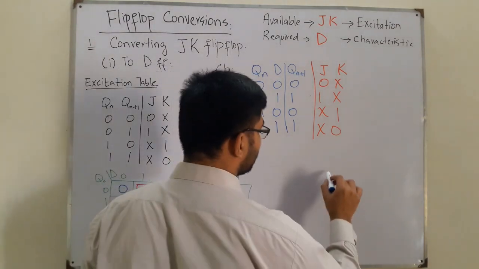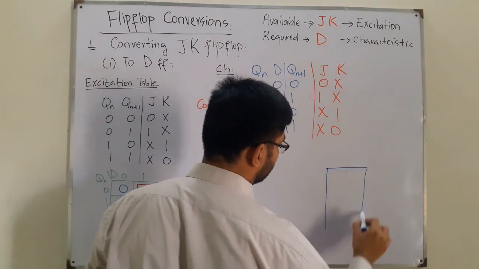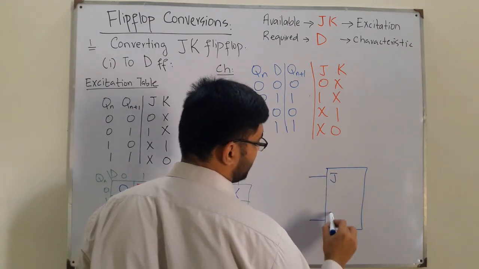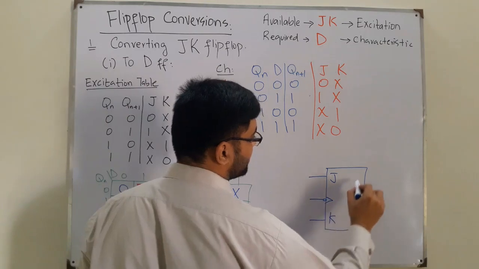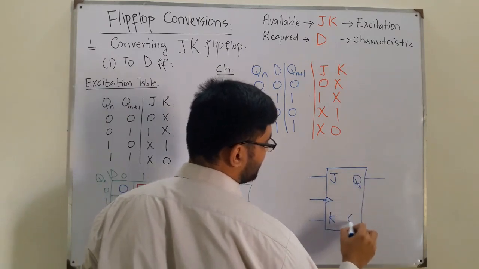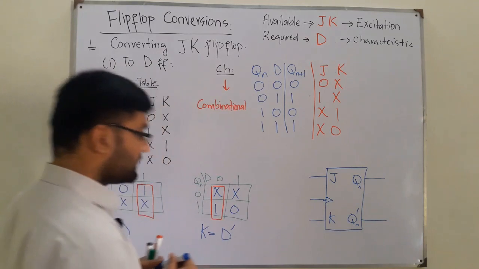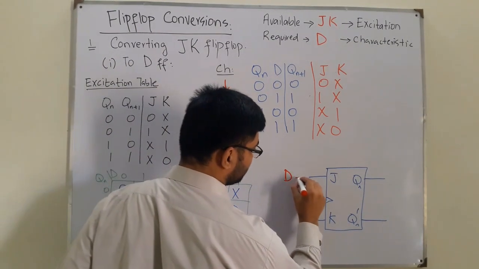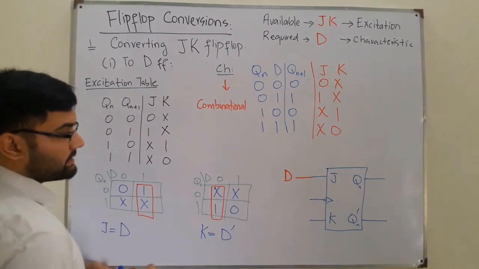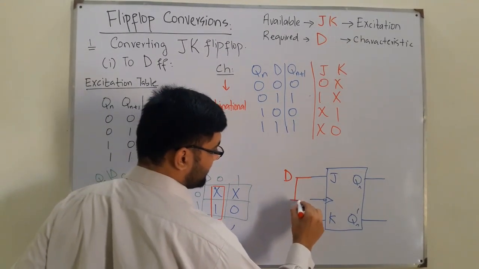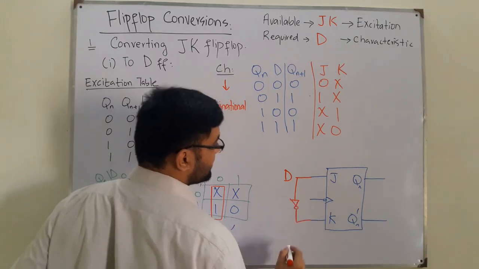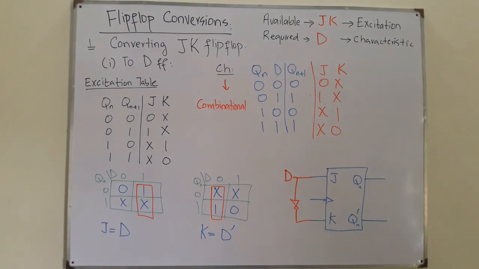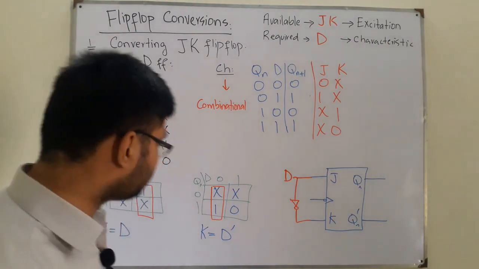Alright, so now the available flip-flop is the J, K flip-flop, the clock pulse, the output Qn, and the complement of the output. Now J is equal to D, so you provided a D directly over here. Fine, and K is D complement, so you provided a complemented D. Now this circuit, with the help of JK, we can have the operation of the D flip-flop.